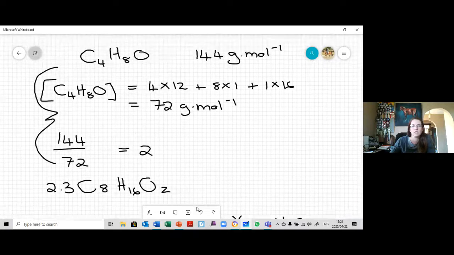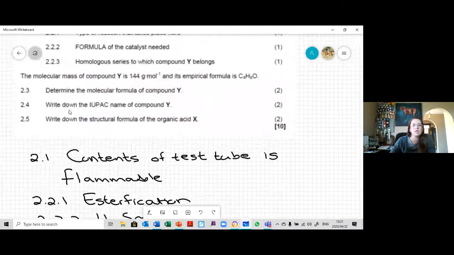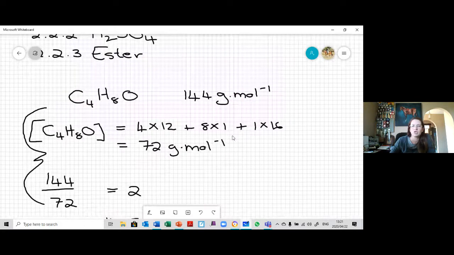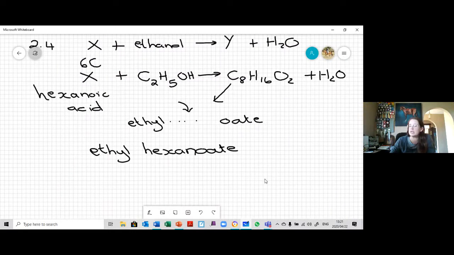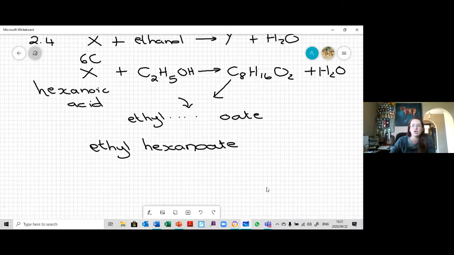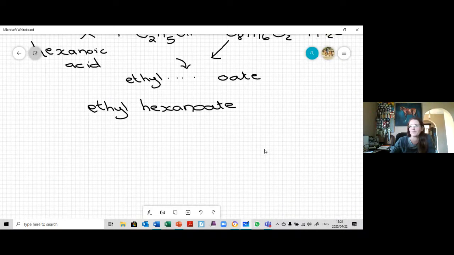Just want to take you guys back to the question. The IUPAC name of compound Y. Okay. Last one for this, we have to write down the structural formula of the acid. Okay. So when we figured out the name, we had to figure out what that had to be. And so 2.5 is now pretty easy.